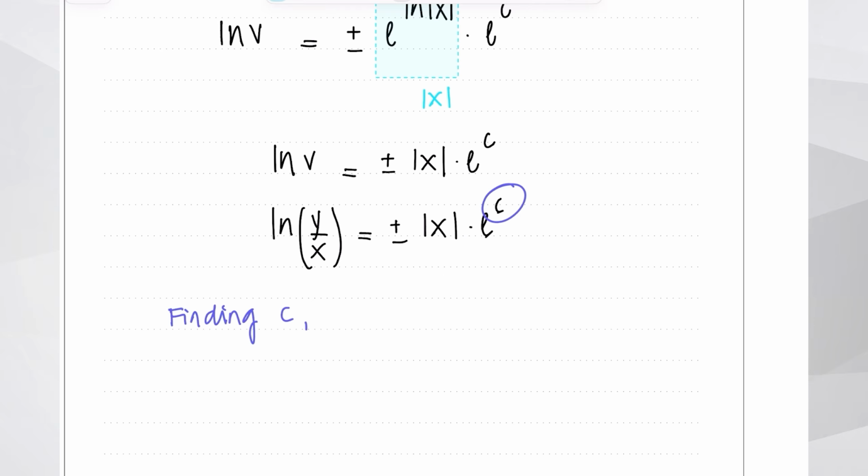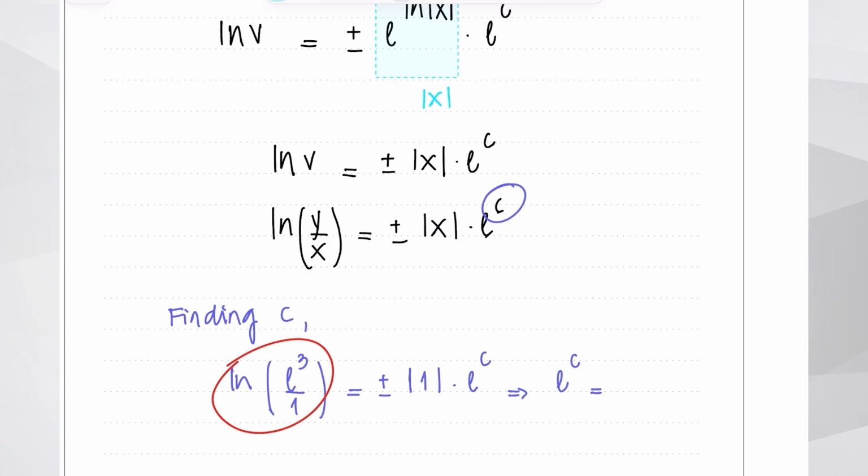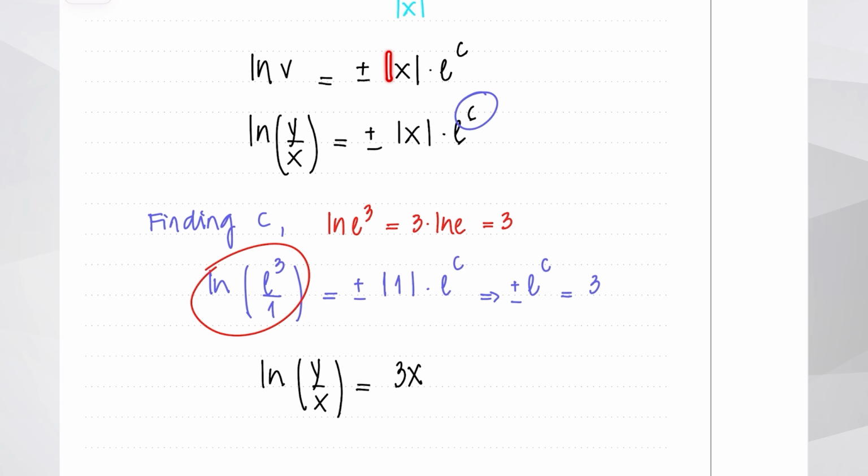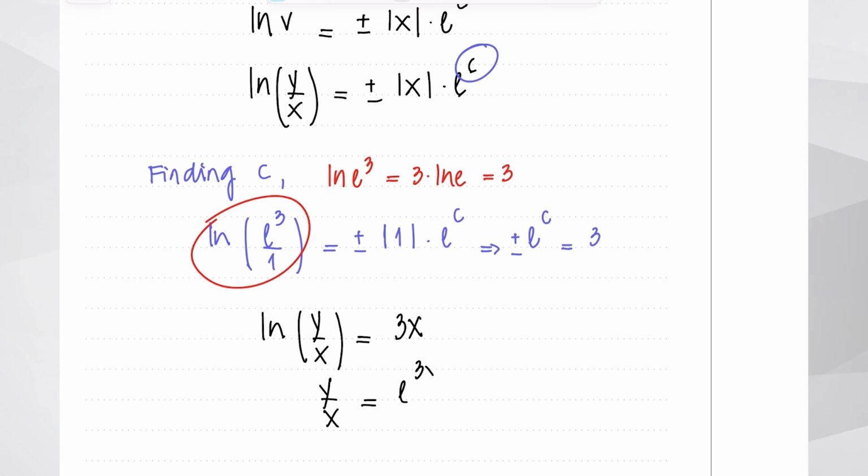So finding c, we get ln of the y-coordinates of the point given over the x-coordinates of the same point equals positive and negative absolute value of 1 times e to the c. So e to the c can be replaced by ln of e cubed, which by the way is 3 ln of e, which is just 3, which ultimately gives us ln of y over x equal to x times 3. And by the way, given that we already considered the two possible cases, we can remove this absolute value as well. So y over x is e to the 3x, which means that y is x e to the 3x.